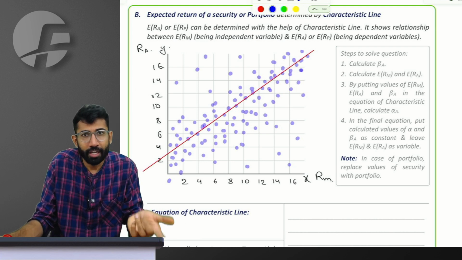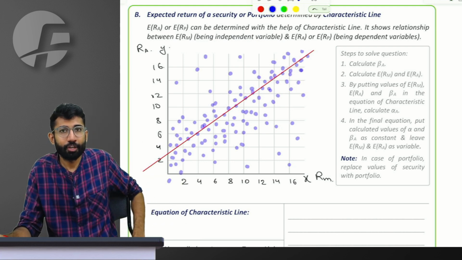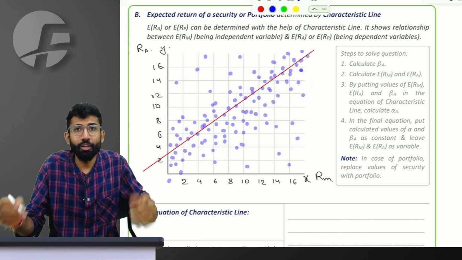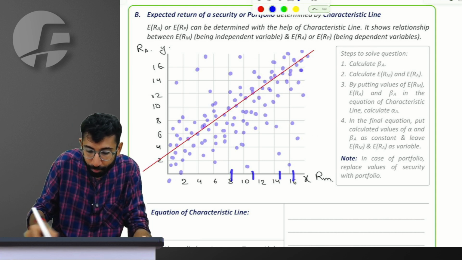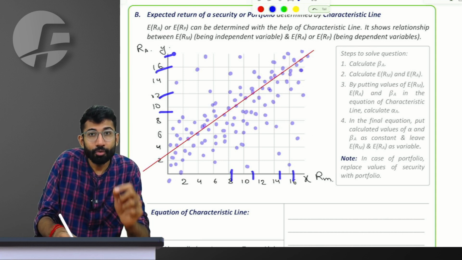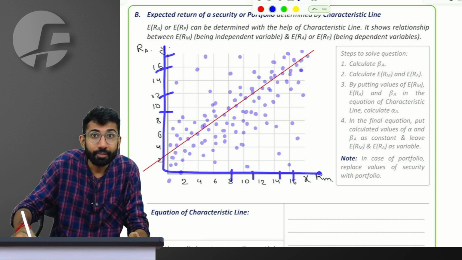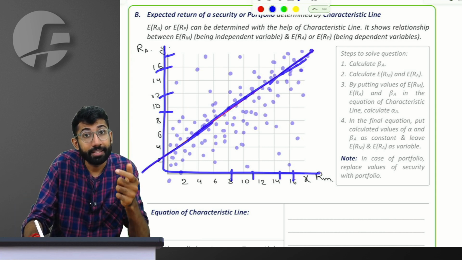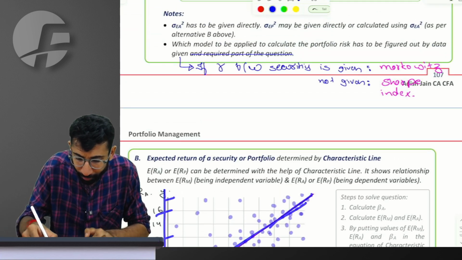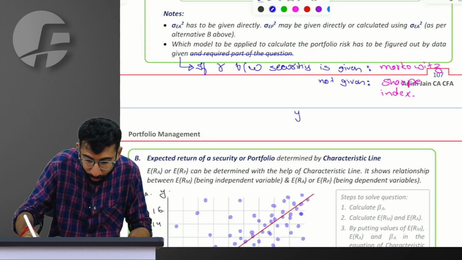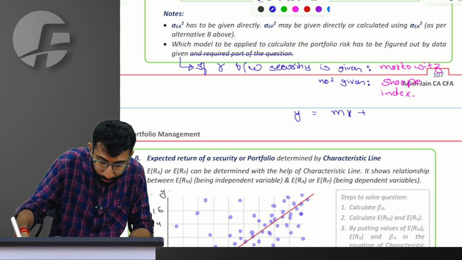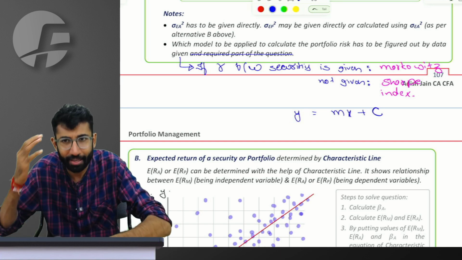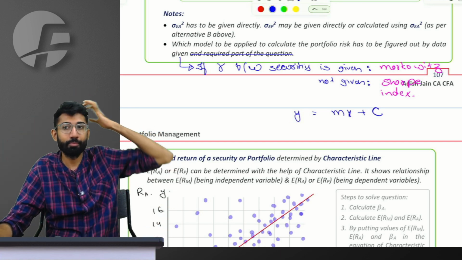But the question is, every time I have to predict the return of a security, will I need to make this graph and then predict it? No. Not necessarily. Do you realize that on that graph, if you have a line, every line has an equation? How many of you remember as a kid every line used to have an equation? For example, y is equal to mx plus c. This kind of equation is the equation of a line that you must have read in your 8th, 9th, 10th standard, some class.